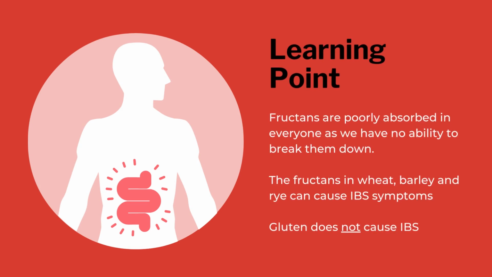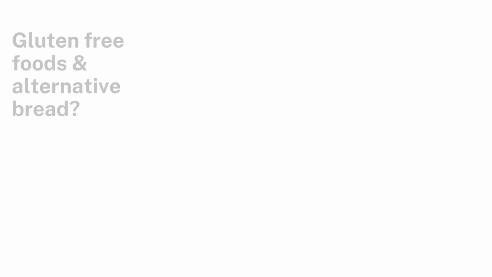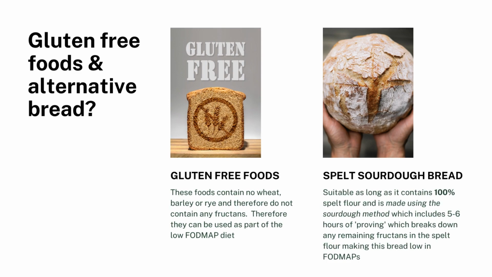So the learning point here is that the fructans are poorly absorbed in everyone, as we have no ability to break them down. The fructans in wheat, barley, and rye can cause IBS symptoms. The gluten is nothing to do with IBS. So what do you do about the foods you eat if you're taking out wheat, barley, and rye? Well, gluten-free foods are very useful because you can piggyback on the back of those. It's not because of the gluten, but because those gluten-free foods have no wheat, barley, and rye in by definition, and therefore they're suitable for people to use as part of the low FODMAP diet.